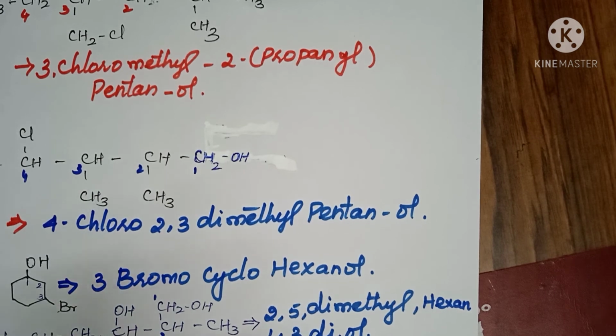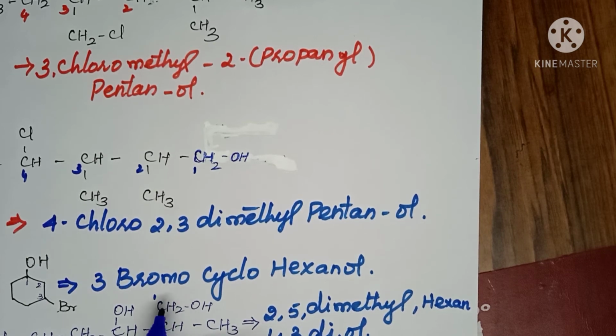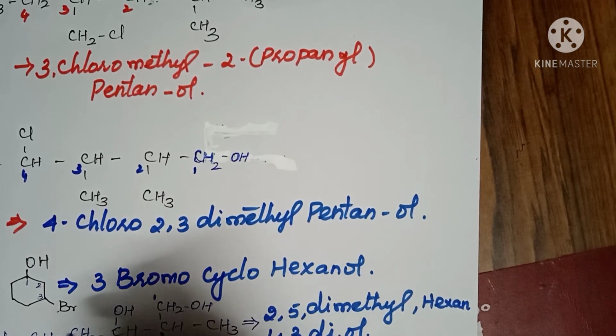First, where is the OH group? At two points there is an OH group. But how do we give priority? Wherever there is a primary group, we have to start the numbering there. So we start from here. When starting from here, the methyl groups are at second and fifth, so 2,5-dimethyl. Then how many carbons are there? 6 carbons, so dimethyl hexane. Hydroxyl groups are at carbon number 1, 3, so 1,3-diol. That is the way you have to give the name.